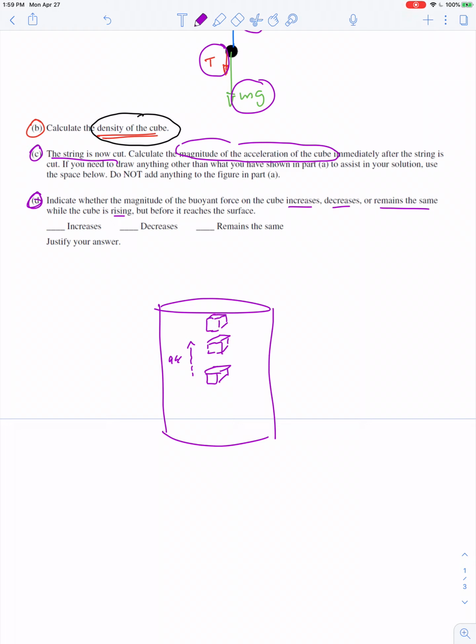What would the buoyant force be at each of these positions? Well, buoyant force is just equal to density of the fluid times gravity times the volume of fluid displaced. And as it rises, it continues to displace the same volume of fluid. The density of fluid remains 1,000 kilograms per cubic meter. So there should be no change in the buoyant force, and that ensures that this acceleration is a uniform acceleration.